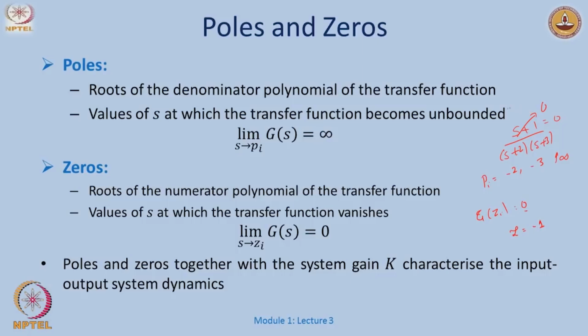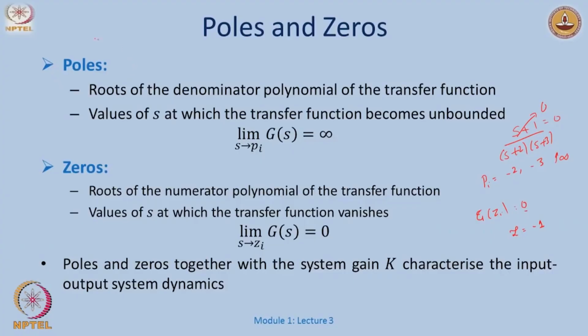Okay. So, these poles and zeros together with the system gain k characterize the entire input-output response of the system. What I have learned so far is that, given a transfer function, I can write my system as a set of poles, a set of zeros, together with a possible system gain, and these three will tell me the exact behavior of the system given a certain input.